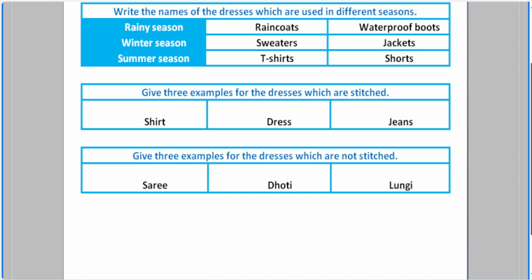Raincoats and waterproof boots are used in rainy season. Sweaters and jackets are used in winter season. T-shirts and shorts are used in summer season.